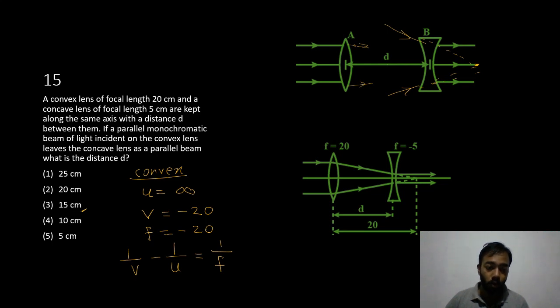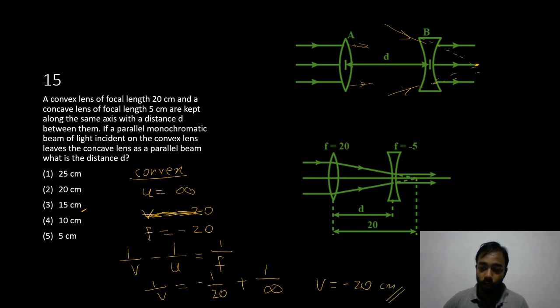So here we don't know where the image is formed, so you need to find v. If you substitute the values, you can write 1 over v is equal to minus 1 over 20 plus 1 over infinity. So you get the answer v is equal to minus 20 centimeters. You can see the image is formed 20 centimeters from the convex lens.